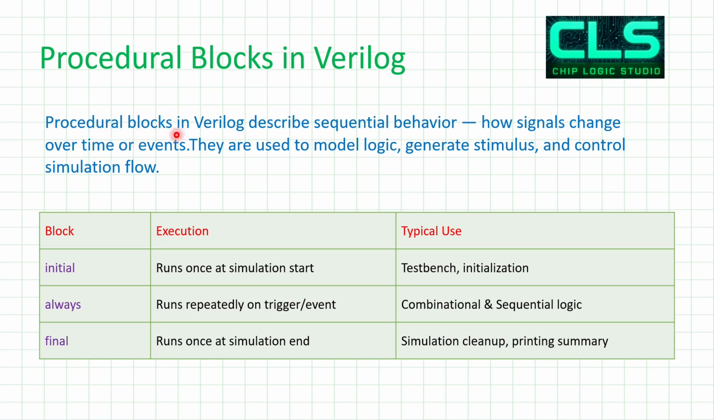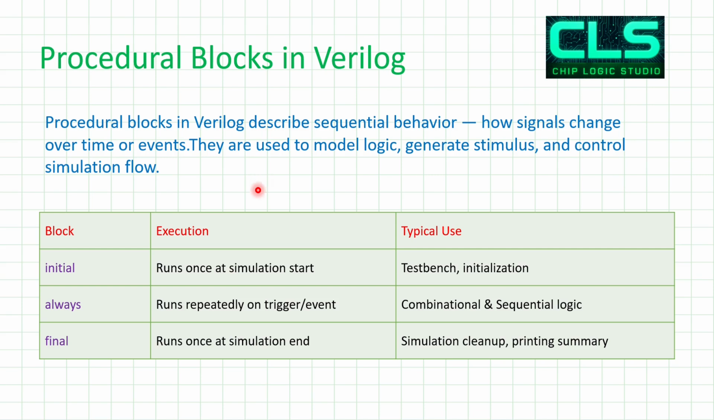Procedural blocks in Verilog describe sequential behavior. As I said earlier, a process has step-by-step states, so it is going to execute step by step. From a compiler point of view, it will be step by step. They describe how signals change over time or events. So we use times and events in our Verilog testbench and everywhere. These times and events we can include in our procedural block, and they are used to model logic, generate stimulus, and control simulation flow. So all your logic and everything will be inside these procedural blocks.